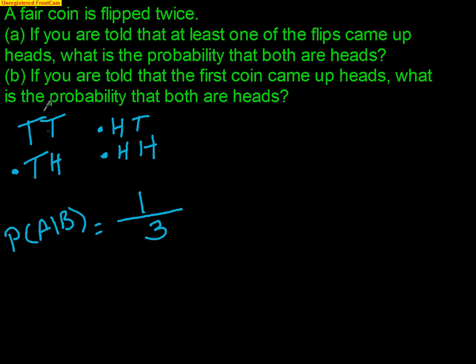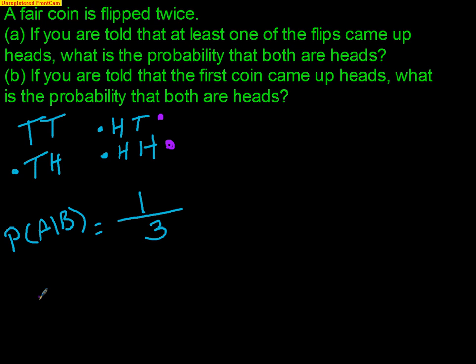Okay. Let's use a similar logic for the second problem. Now I'll pause for a second. If you want, you can pause the video and see if you can do it yourself. If not, I'll give you a second, then I'll do it. So it says you're told that the first coin came up heads. Okay, so that's this event here and this event here. What is the probability they are both heads?